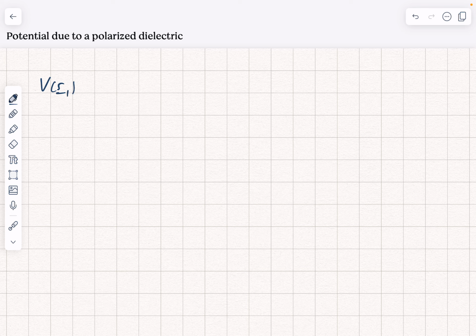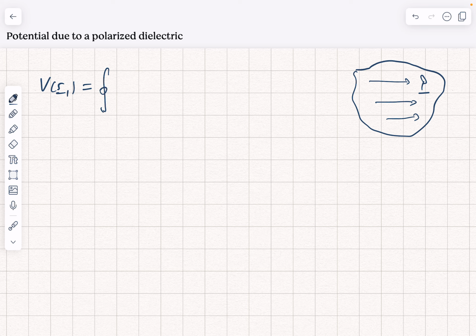At a point R1 outside a piece of polarized dielectric, so let's just draw a polarized dielectric here and assume there's some kind of polarization P, the potential is given by the following formula, and we'll justify and derive this over the course of this video. So we've got a surface integral of sigma P, that's a surface charge density, over 4 pi epsilon naught R12, dA2, plus the volume integral of rho P over 4 pi epsilon naught R12 dV2.